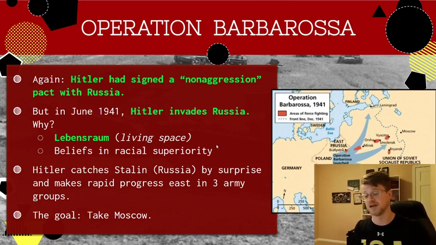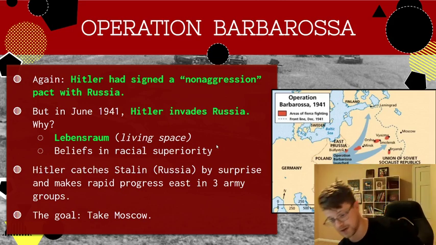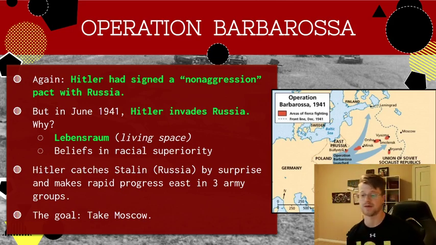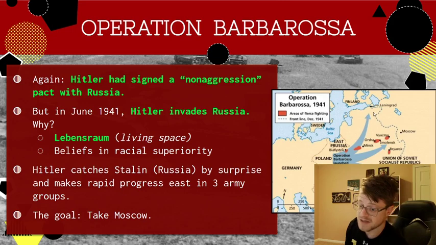So, and they take just a silly amount of land there, okay? And you can see the little dashed line about how much land they take just by December 1941, okay? So, did they make it by the winter to Moscow?